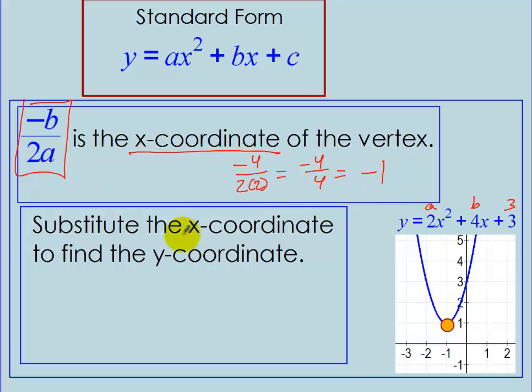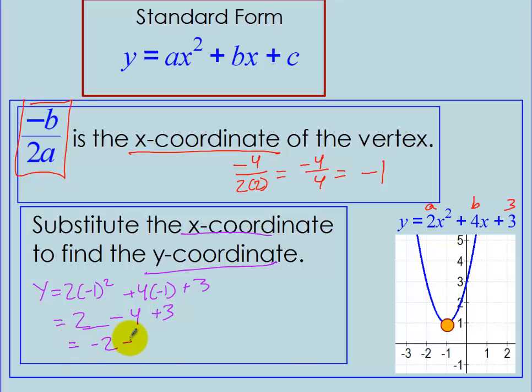To find the y-coordinate, I have to substitute that x-coordinate into the equation. So substituting, my y equals 2 times negative 1 squared plus 4 times negative 1 plus 3. That's going to be 2 times 1, so just 2, plus negative 4, plus 3. 2 minus 4 is negative 2, so negative 2 plus 3 comes out to positive 1. So my x-coordinate is negative 1, my y-coordinate is positive 1. That makes sense because the vertex right here is at negative 1, positive 1. So that's how you figure it out.